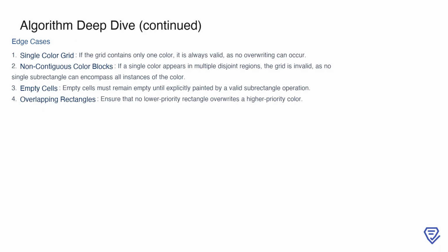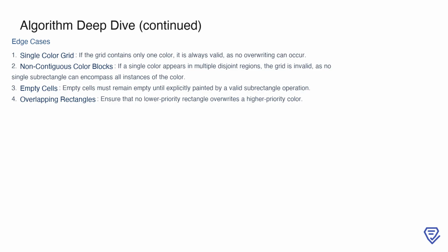When applying this algorithm, it's important to consider edge cases that could arise. For instance, if the grid contains only one color, it is always valid since no overwriting can occur. On the other hand, if a single color appears in multiple disjoint regions, the grid is invalid because no single subrectangle can encompass all occurrences of the color.